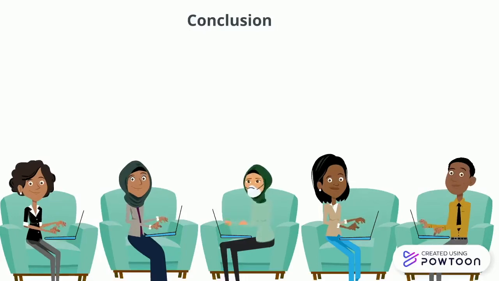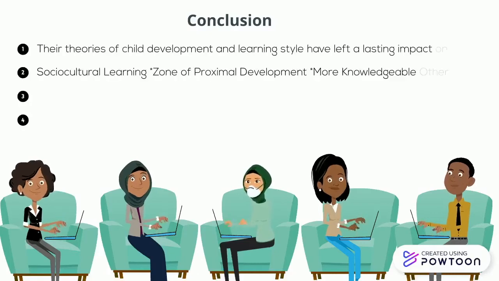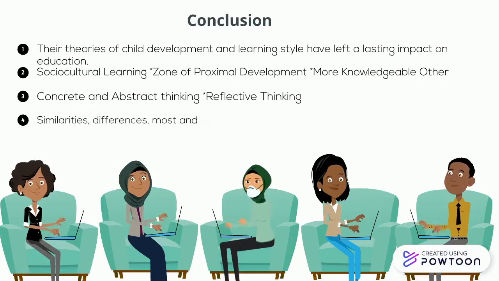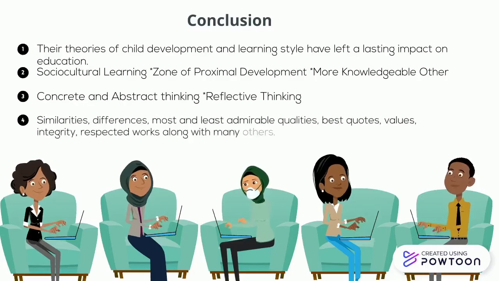In conclusion, while Lev Vygotsky and David Kolb are from different centuries, their theories of child development and learning styles have left a lasting impact on education and continue to shape child development and educational approaches today. It is for their principles, such as social learning theory, zone of proximal development, and more knowledgeable others, that we have embedded differentiation with more rigor into the teaching and learning process to meet the needs of diverse learners. Also, the understanding of concrete and abstract thinking, along with the value of reflective practice, has allowed us to be able to conference with learners about their learning and create better learning expectations.